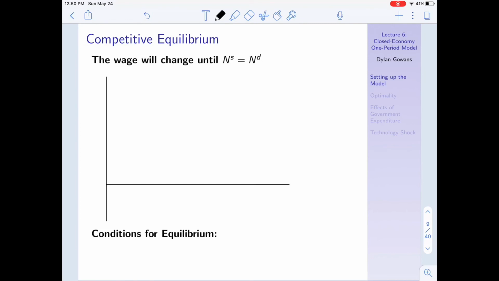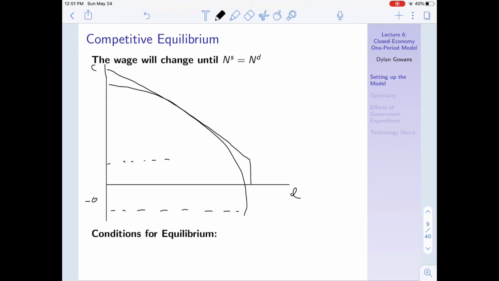So I'm going to put my curves back on here. So here's the production possibilities frontier. That's negative G. And the consumer has its budget constraint, which will look something like this. And here we have C and L on our axes. And finally, remember this vertical distance is pi minus t.